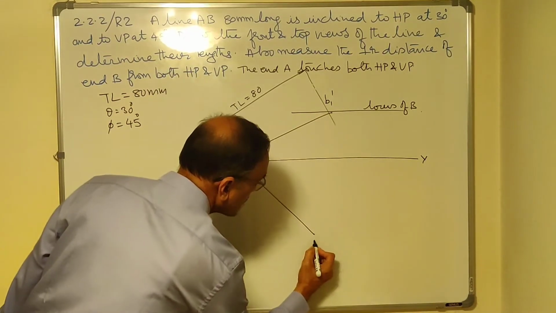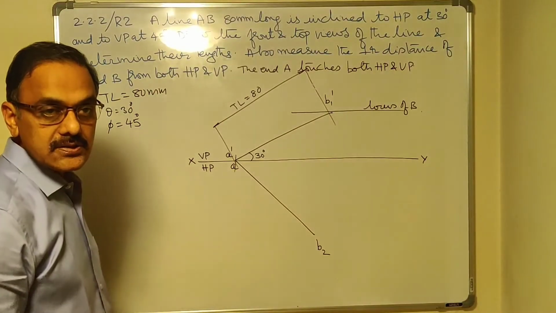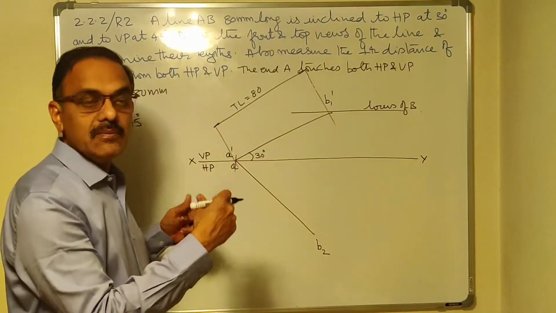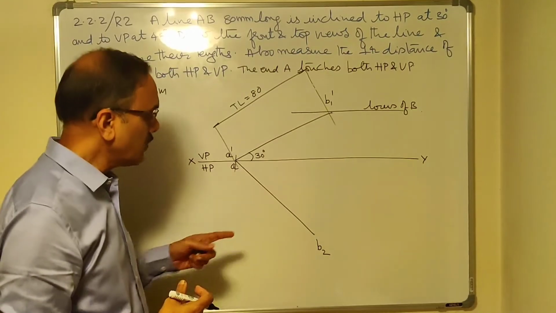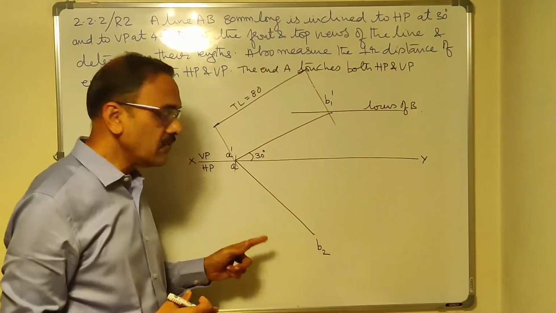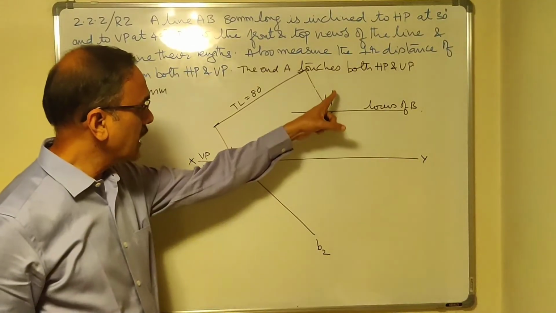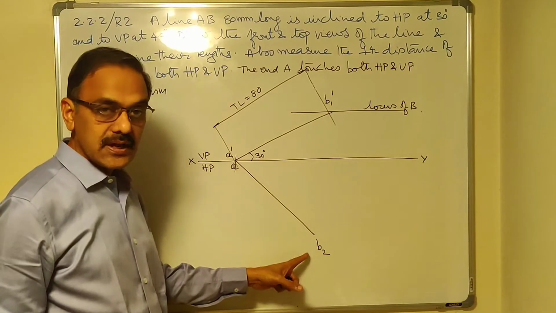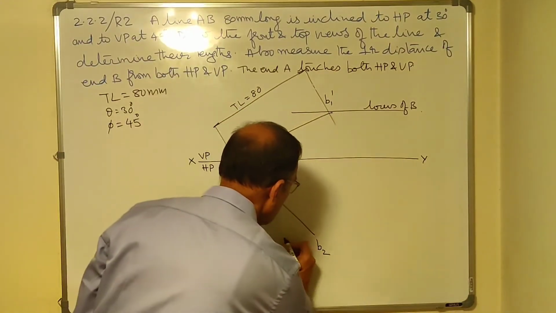I'll call this point B2. I can't call it B, because A dash B dash will be the front view and AB will be the top view. For the true length we can use B1, B2 and so on. Because this is the front view, I use a dash. This is the top view, I can't use a dash, just B2. And as soon as you get B2, I can draw the locus of B.